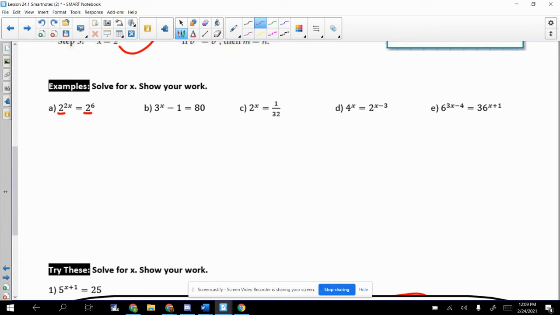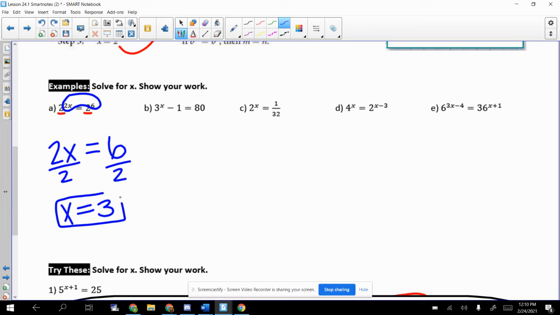So right away, because these have the same base, you can go ahead and take those exponents and set them equal to each other. So one of your exponents is 2x and one is 6. So you set those equal to each other, and then you're solving for x just like we would in a linear equation. So I would divide by 2 here, and x equals 3. And that's it. That's your answer. Again, you could plug back in to check. If I plug in 3 for x, that would be 2 times 3, so 6. So it would be 2 to the 6th equals 2 to the 6th. And yes, that is true.